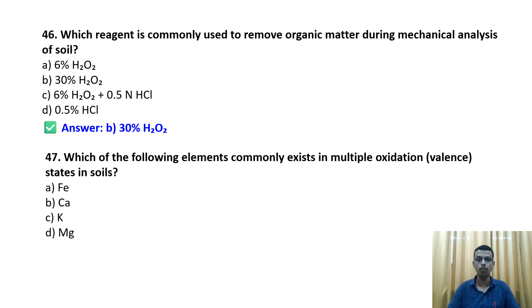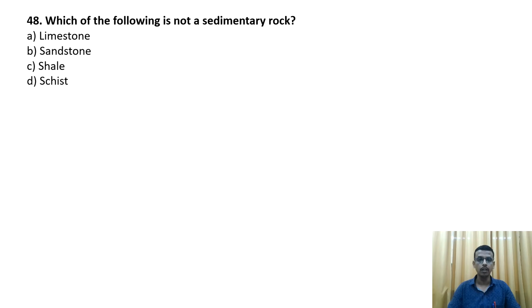Which of the following elements commonly exists in multiple oxidation states? Means high valence. If you see calcium Ca2+, only one; K+, Mg2+; but iron can exist in two valence states, Fe2+, that is ferrous, and Fe3+, ferric. So the answer is iron. Then which of the following is not a sedimentary rock? Limestone is sedimentary rock, sandstone, sedimentary rock, shale is also sedimentary rock, but schist is the metamorphic rock.